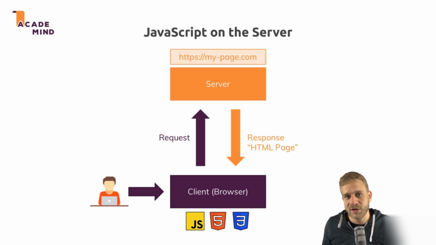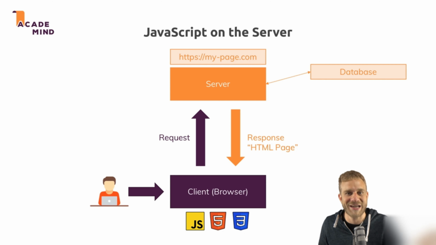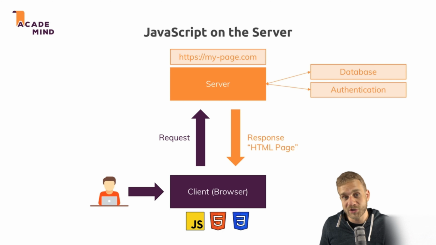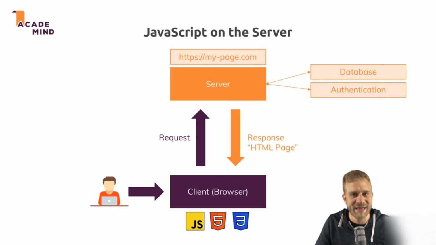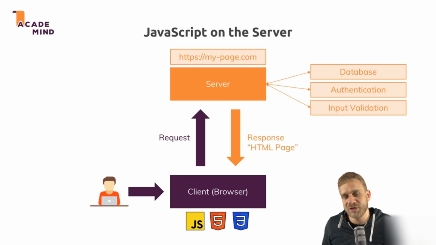Now, on the server, we typically do tasks that we can't or don't want to do from inside the browser for performance or security reasons. We connect to databases, for example, to fetch and store data. We do user authentication, which we obviously can only do in a place the user can't access, to make it more secure and avoid it being hacked. We do input validation to see if a user entered a correct email address.